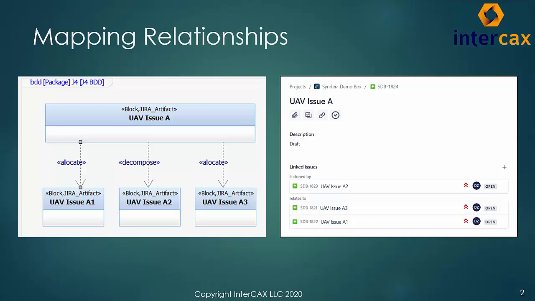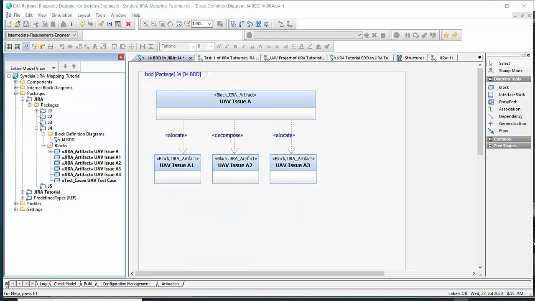In this case, we will map SysML blocks to Jira improvement issues, SysML allocate to Jira relates to, and SysML dependency to Jira is cloned by. Now, these choices are arbitrary, simply to illustrate the process. We start with the model in Rhapsody and launch the Syndeia dashboard.